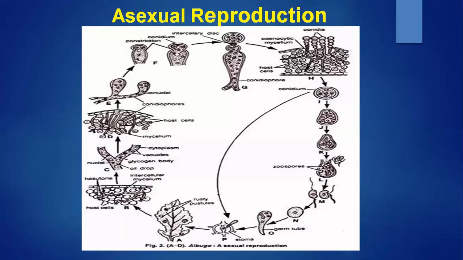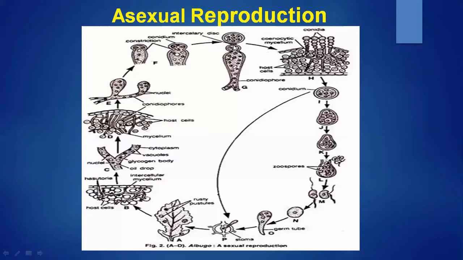Okay, so this process is repeated several times in such a way that a new conidium or sporangium is formed on the conidiophore or sporangiophore in a basipetal manner. Means, as I said, the youngest one is at the base and the mature one is at the top. That's why it is basipetal. And in between each conidium or each sporangium, you can see an intercalary disc.